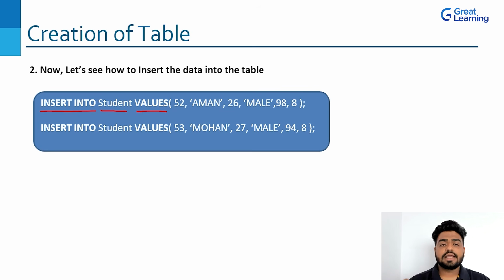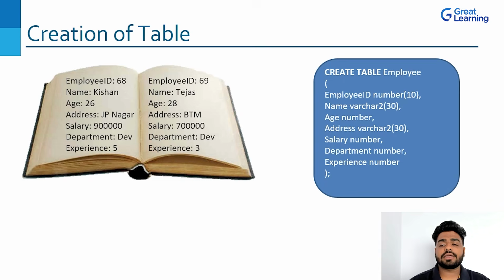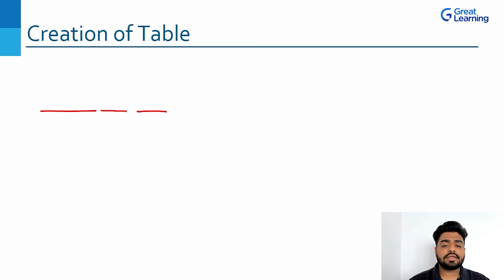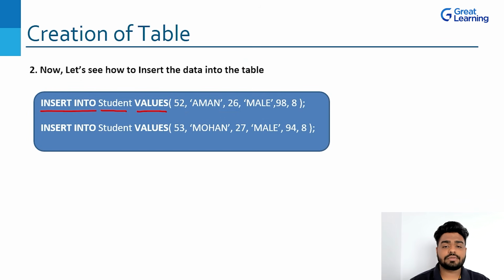Now understand that the order of all these values should be the same as in the creation of the table. In the creation of the table, if you remember, we used ID, name, age, gender, marks, and SEM. In the same manner, I'm going to put it here also. So we have ID, name, age, gender, marks, and SEM. This is how you put it.